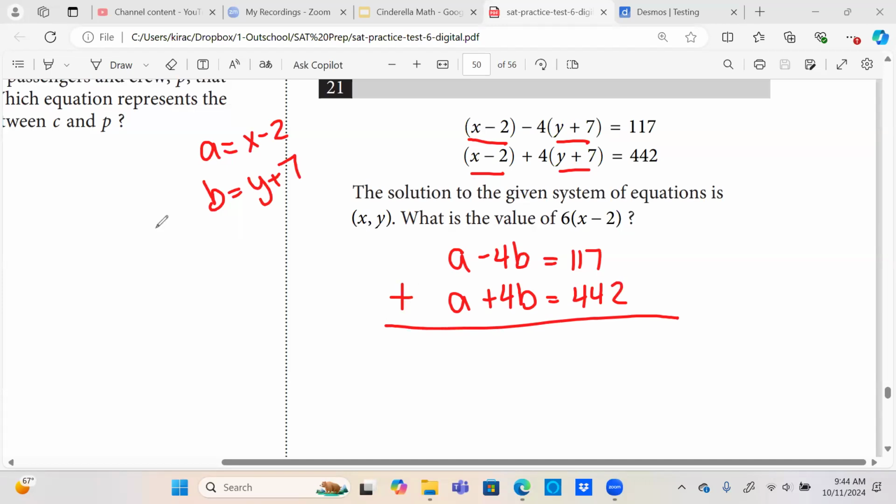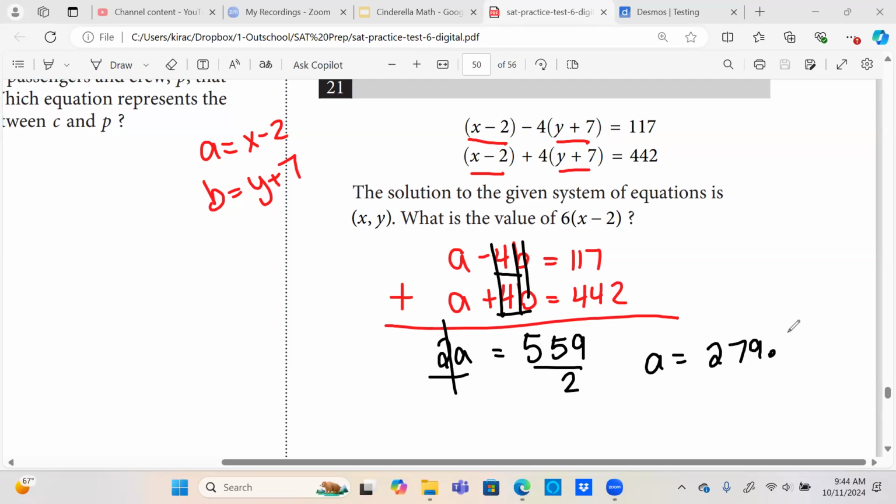And then I'm going to add straight down. That'll give us 2A. -4B plus 4B will cancel out. And then adding straight down, we get 559. Dividing by 2, that's not going to be pretty. So that is 279.5.